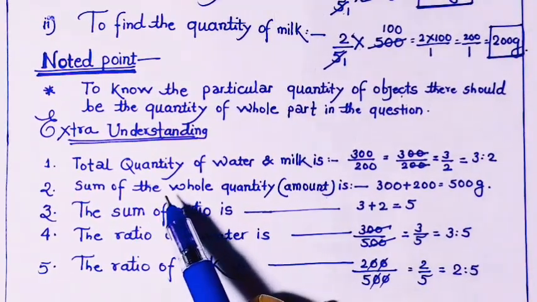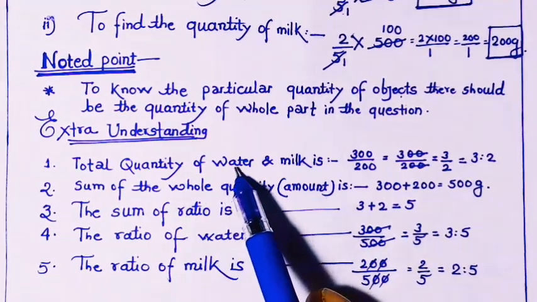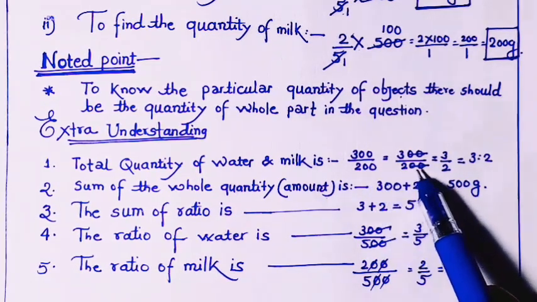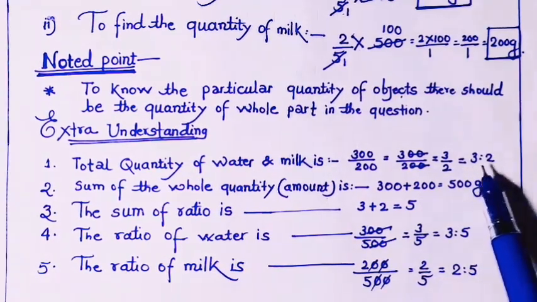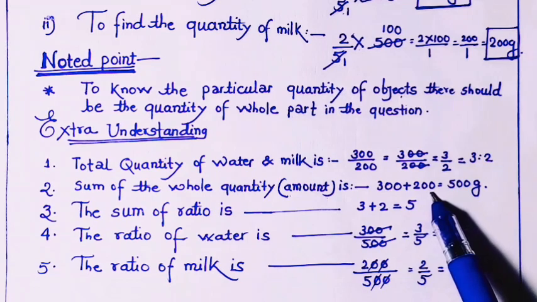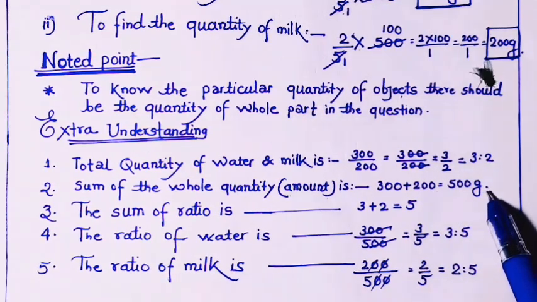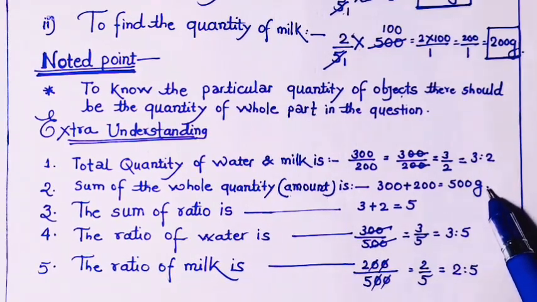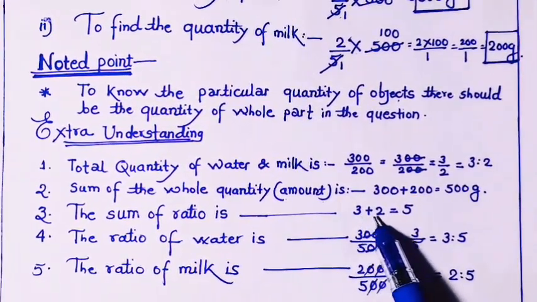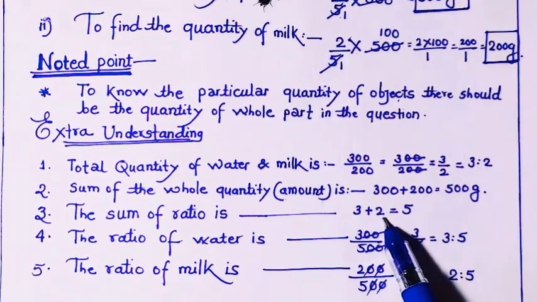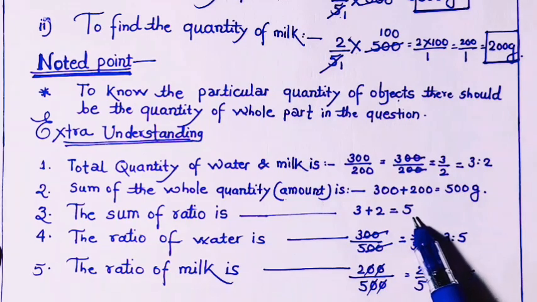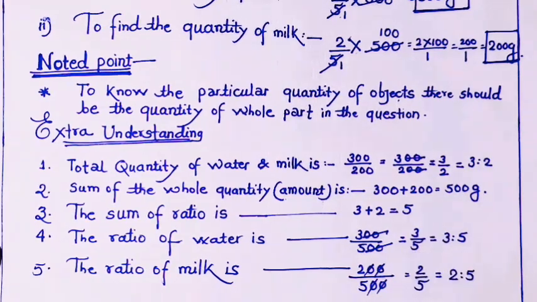You can see the extra understanding: total quantity of water and milk is water 300, milk 200 grams, therefore finally 3 to 2. The sum of the whole quantity amount is 300 grams water plus 200 grams milk equal to 500 grams, the whole part of mixture. The sum of ratio is, the ratio of water is 3 and the ratio of milk is 2, therefore 5. After adding this number, this gives 5.